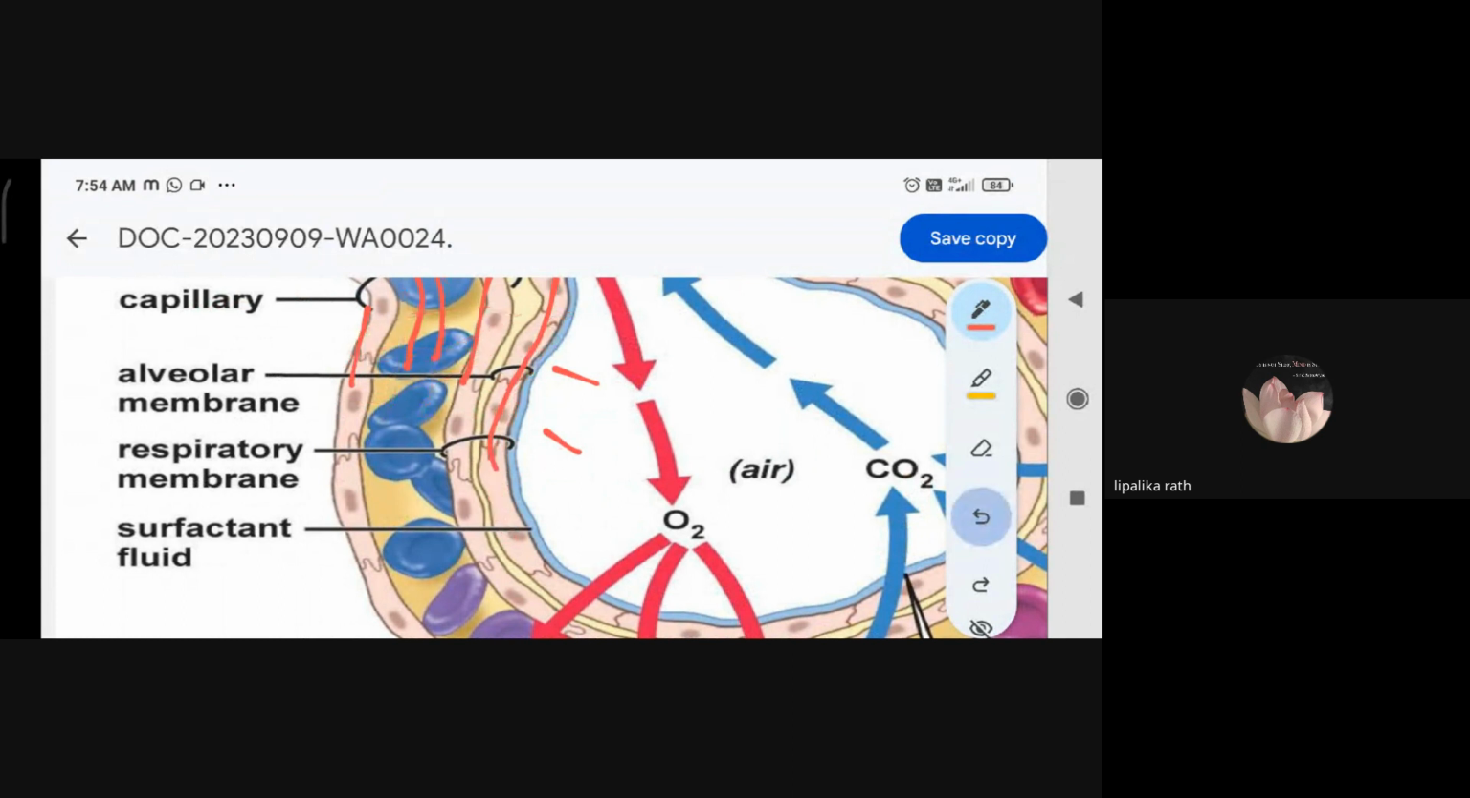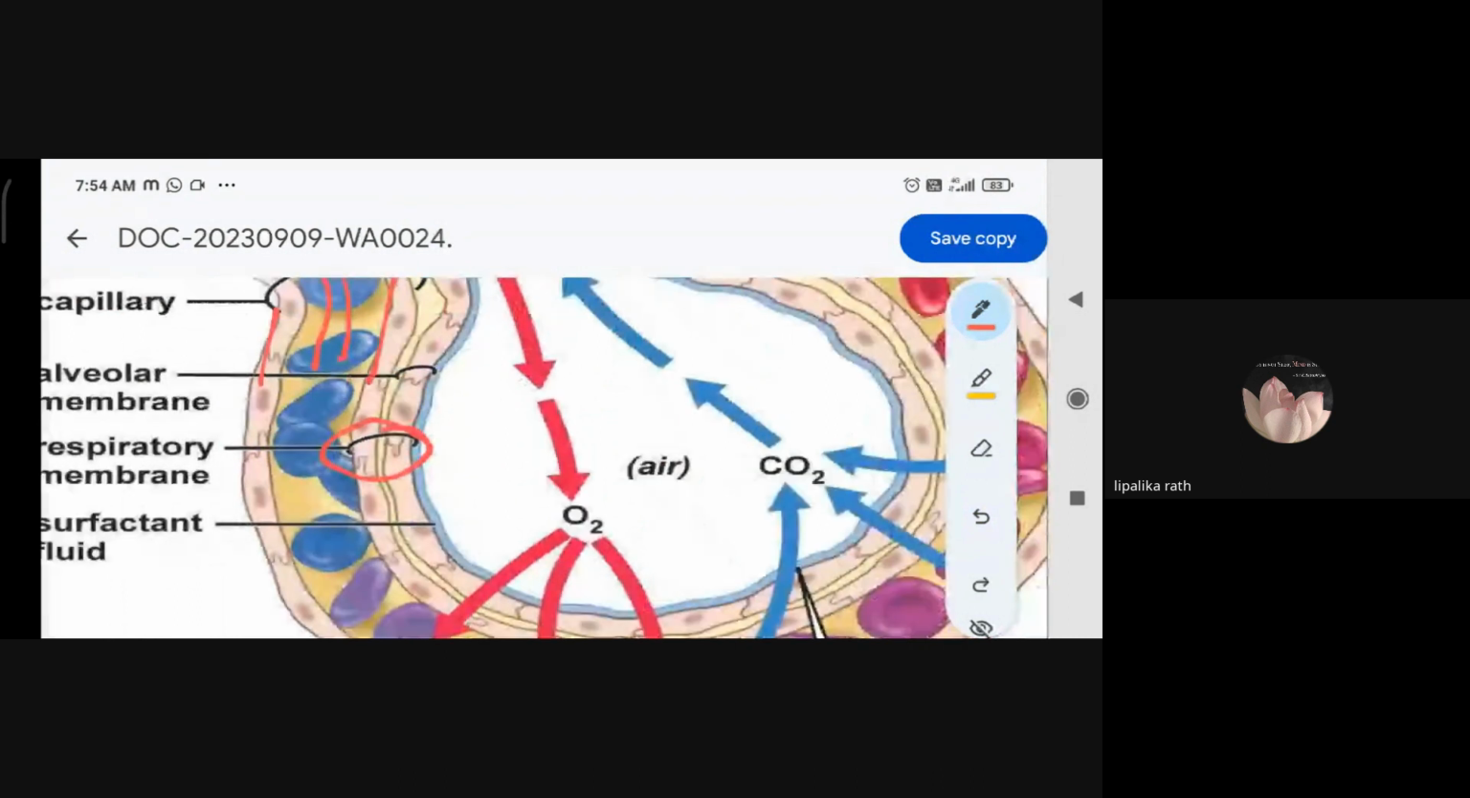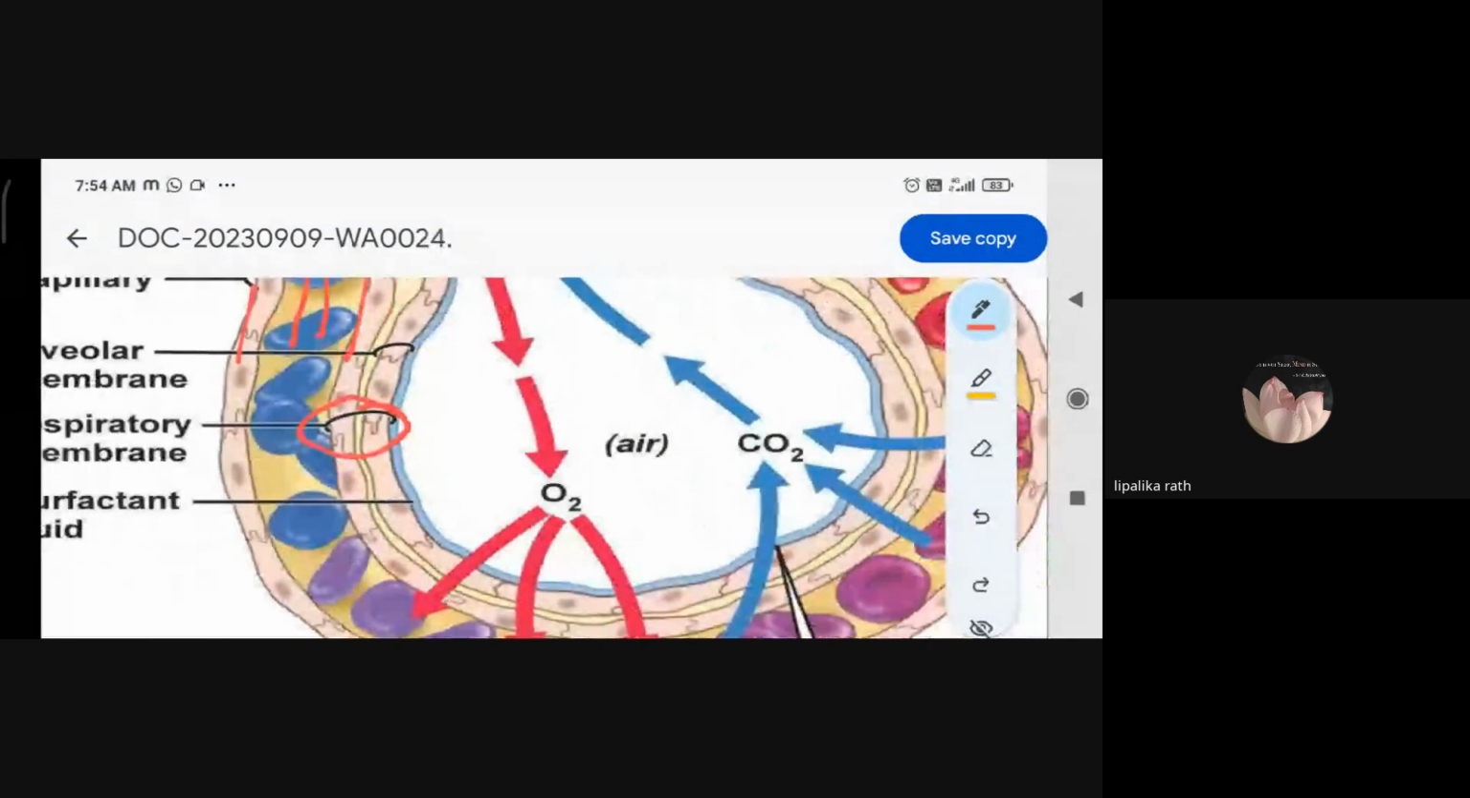Right. So these two in combination are known as the respiratory membrane. And there is always a fluid inside the alveoli. You can see this layer of fluid depicted by blue color. That is surfactant fluid. It is always present in the alveoli. So these are the details of capillary and alveoli.